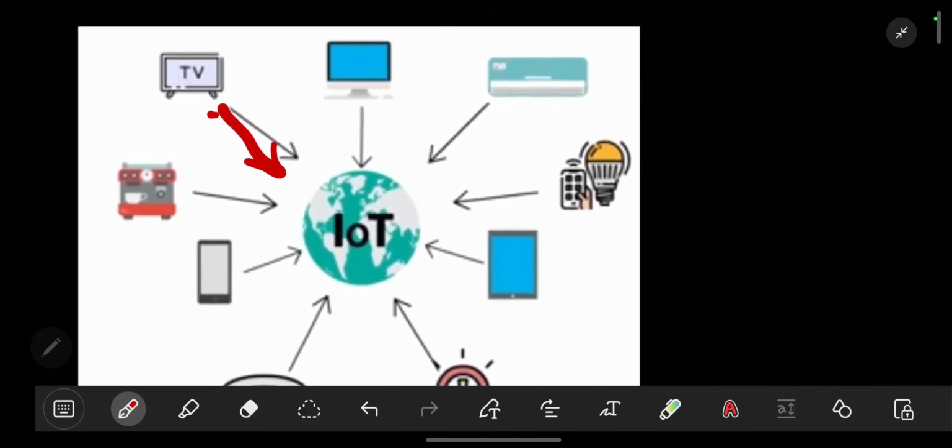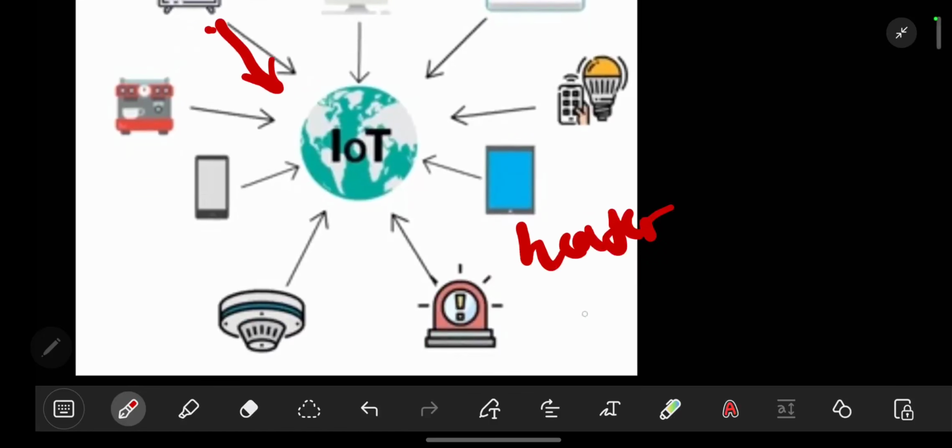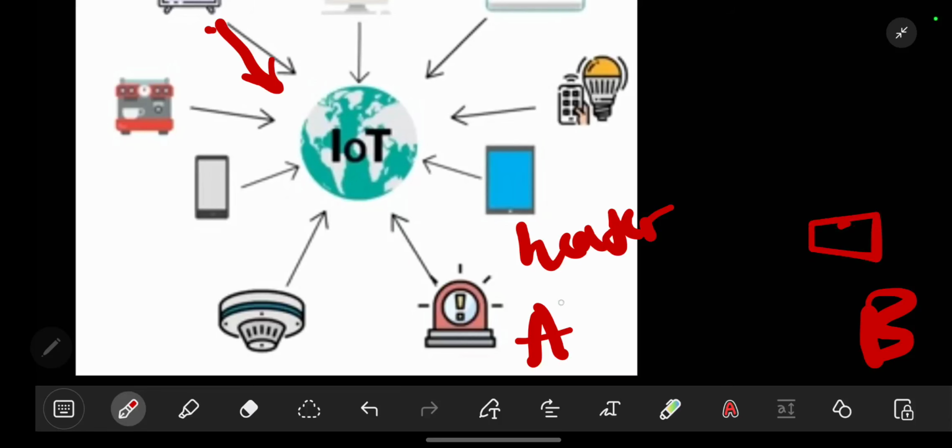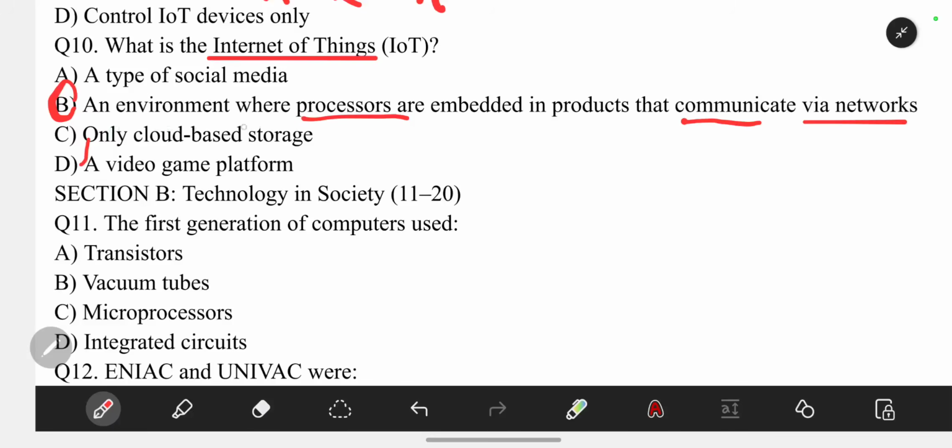By using the Internet of Things, let's say for example, by mistake you left the heater on at your home, but you have moved from your home to work, you can easily check the status of the heater. If it is on, you can press to turn it off. So this is a very good application. So just as we have said, it is an environment where processors are embedded in products. So those products, phones, TVs, heaters, electric kettles and all that, communicate via network.